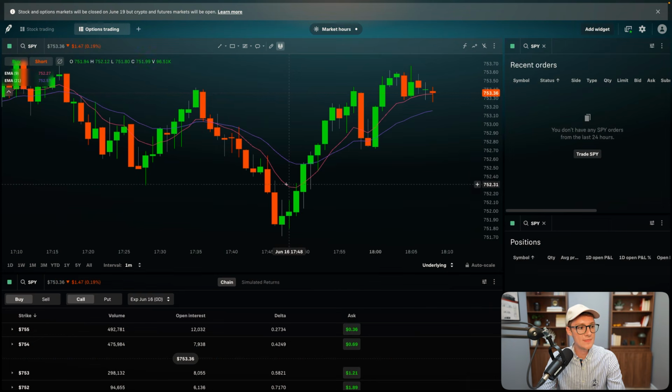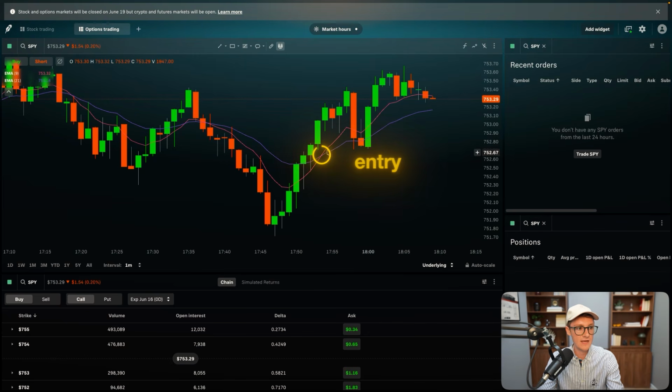Now with options, we can bet on a stock going up or down. If we want to buy a call, we're betting on that stock going up. If we want to buy a put, we're betting on that stock going down. When the 9-day EMA crosses above the 21-day EMA, we're going to look to buy calls. You can see here how we were in this bearish trend, we started to reverse, we got the cross, we waited for that 1 minute candle close, and this would have been our entry.